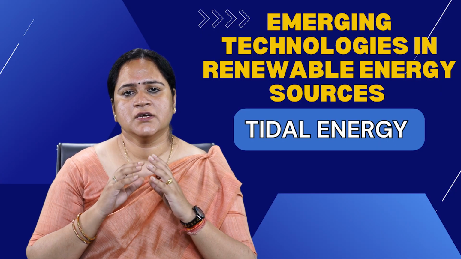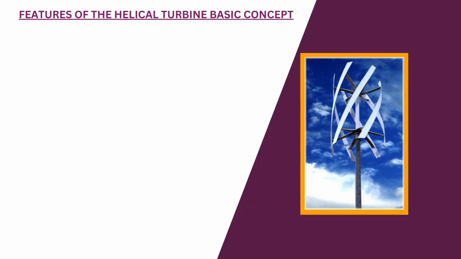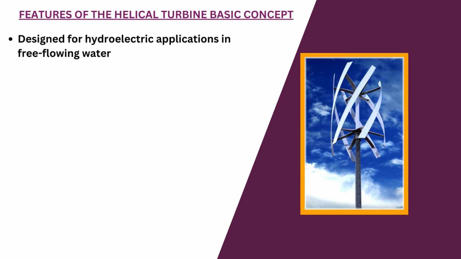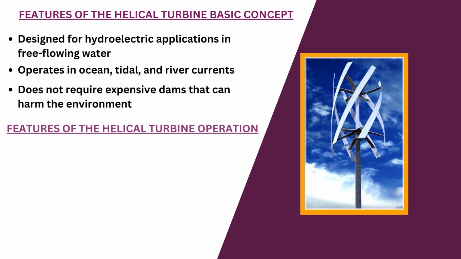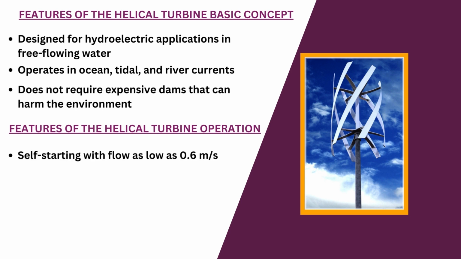Now if we learn about the basic concept of helical turbine. Here it is designed for a hydroelectric application in free flowing water. It generally operates in ocean, tidal and river currents, and it does not require expensive dams that can harm the environment. So if we talk about the features of this helical turbine system, self-starting with flow as low as 0.6 meter per second. So slow rotation should be there.